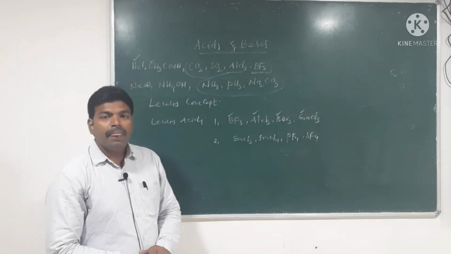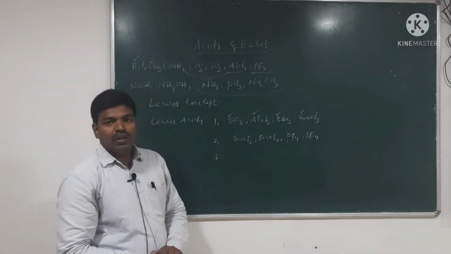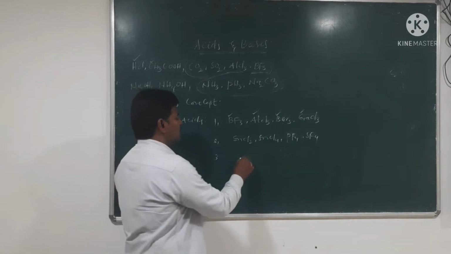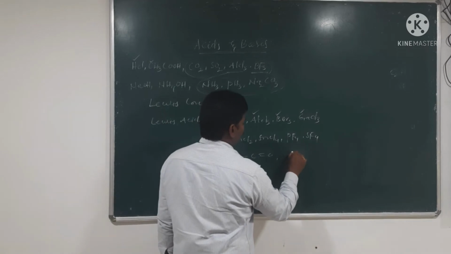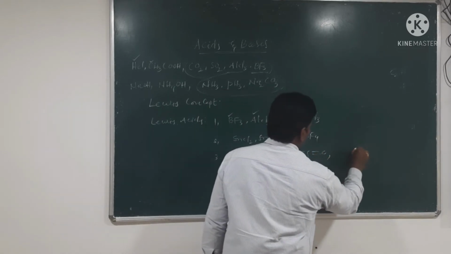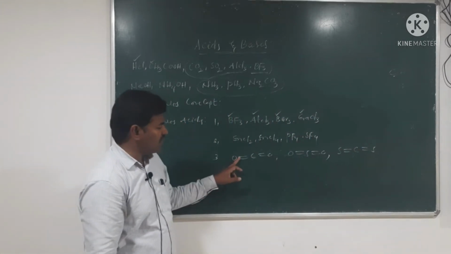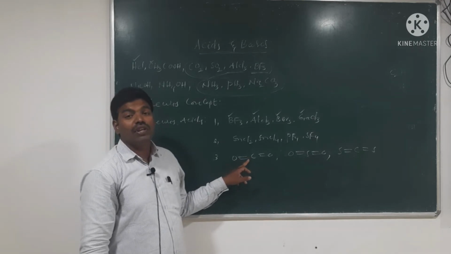The third type of Lewis acids are compounds with multiple covalent bonds, that is CO2, SO2, CS2. These compounds with multiple covalent bonds can act as Lewis acids.